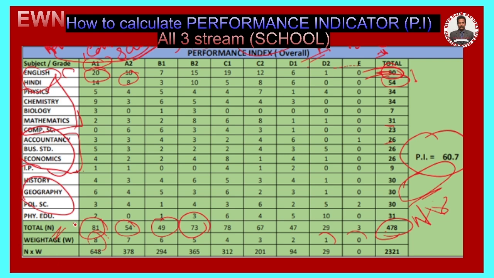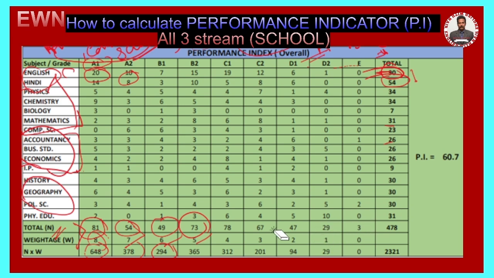Now this is the net number of students into weightage: 81 into 8, that is 648, 54 into 7, that is 378, 49 into 6, that is 294. Like that we have to multiply N into W, and that will be the last row. Now the summation of this NW is 2321, right?